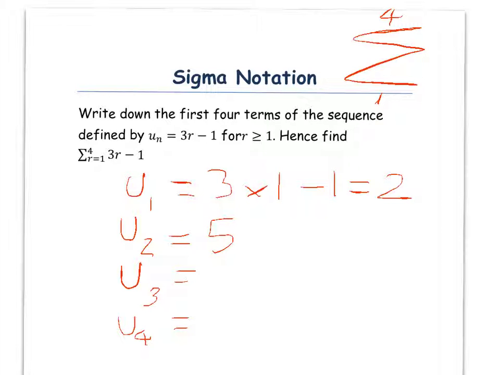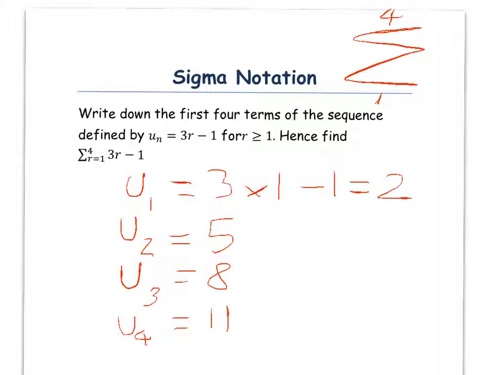The third one, 3 times 3 is 9, take away 1 is 8. The fourth one, 3 times 4 is 12, take away 1 is 11. And what you should notice, if you've done this correct, is those values should go up in 3 every time, which they do. Now we can find the sum of the first 4 terms, because we've got u1, u2, u3 and u4. So that is all that we're asked to do.